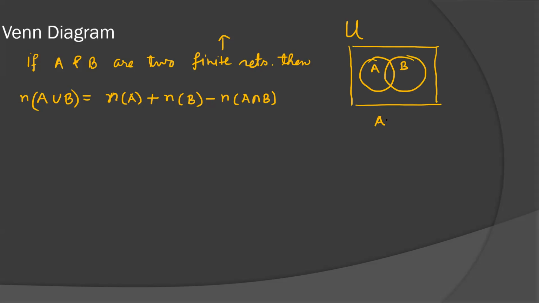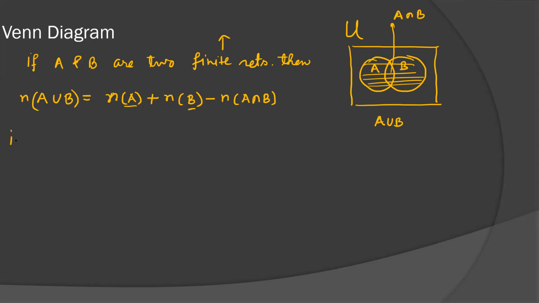If you take A union B, then A union B is this portion. And if you add A and add B, you can see that actually you are adding the A intersection B part twice. So for balancing, you have to subtract it one time, because in A and B you have already added the A intersection B part. So this is the formula for the number of elements in the set A union B. I have discussed this formula in lecture 2.